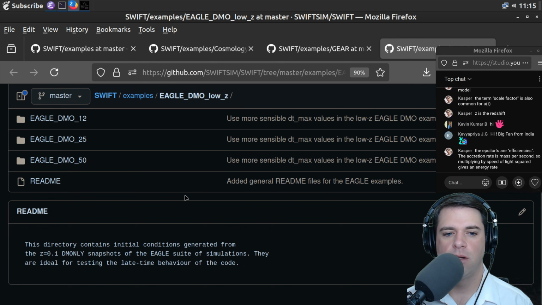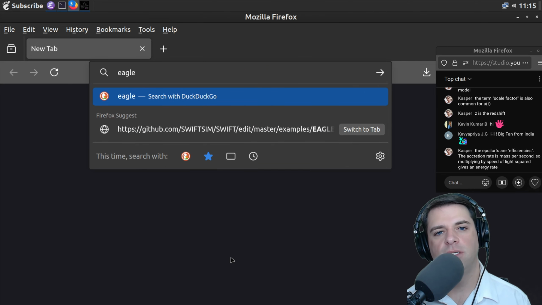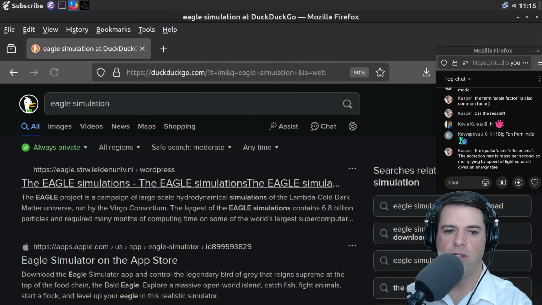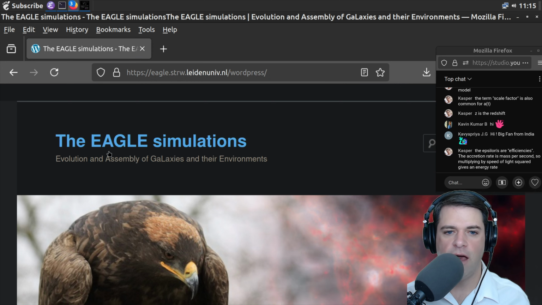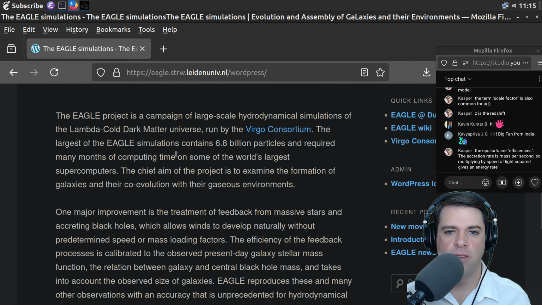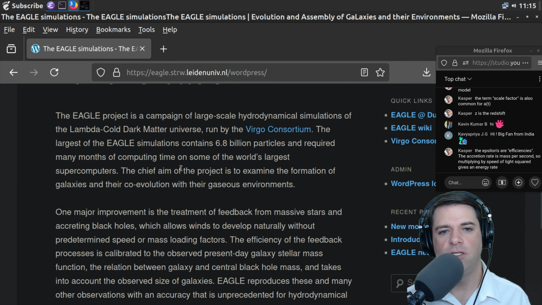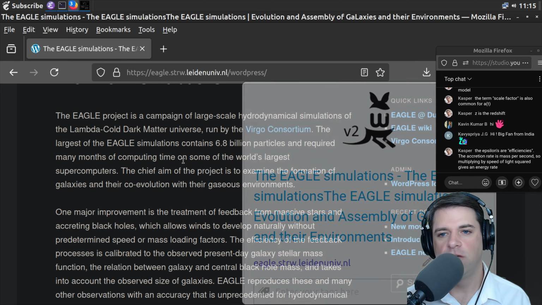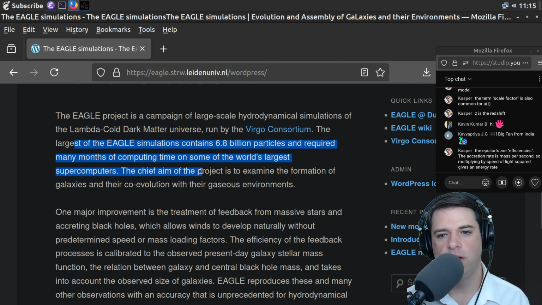Eagle could be DM only snapshots of the Eagle suite of simulations. I don't know if this is something specific to this project, or if Eagle is like a general simulation thing. The Eagle simulation: Evolution and assembly of galaxies and their environments. It's a campaign of large-scale hydrodynamical simulations of a lambda-cold dark matter universe, run by the Virgo Consortium. 6.8 billion particles, and required many months of computing on some of the world's largest supercomputers.